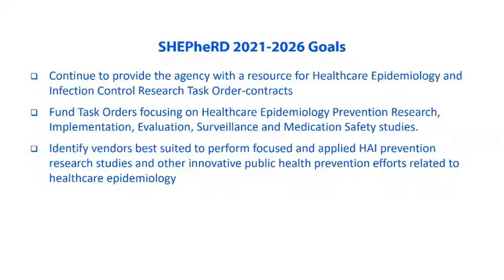So our goals for this next period are to continue to provide the agency with a resource for healthcare epidemiology and infection control research task orders, not limited to HAI. We also would like to fund task orders focusing on healthcare epidemiology research, prevention research, implementation, evaluation, surveillance, and medication safety studies. We would like to identify the vendors that are best suited to perform these and to apply HAI prevention research studies and other innovative public health prevention efforts.